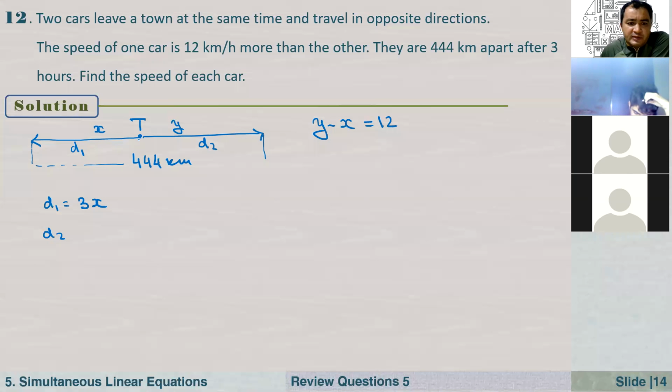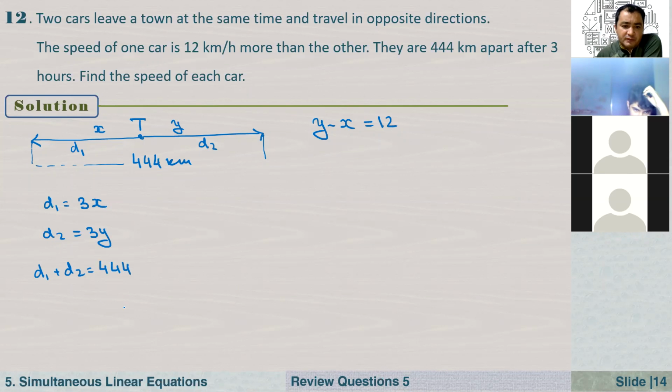And how about D2, the distance traveled by the second car, which is traveling at the speed of y kilometers per hour? So that's equal to 3 times y. Because we are saying that after 3 hours, each vehicle actually travels for 3 hours. Now, what is the total distance? As you see here, D1 plus D2. After 3 hours, they are 444 kilometers away from each other. So using this equation, what is D1? 3x. What is D2? 3y. So here we have 3x plus 3y is equal to 444. That is our system of equations.